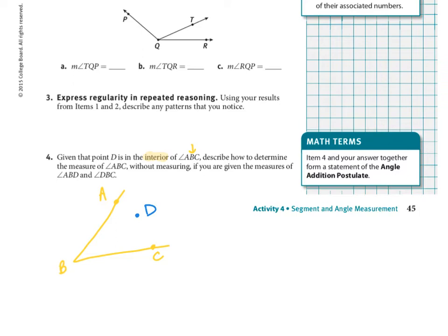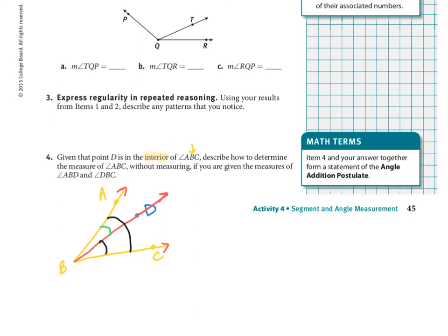Describe how to determine the measure of angle ABC without measuring if you are given the measures of angle ABD and angle DBC. So let's connect B and D. So as you can see, the angle ABC is this whole thing. It is made up of two parts. It's made up of angle ABD and angle DBC.